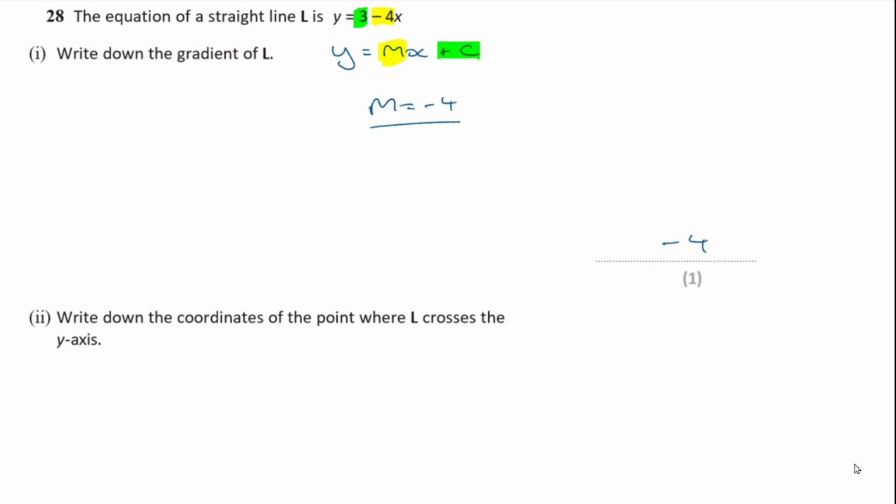Write down the coordinates of the point where L crosses the y-axis. Now, where this line crosses the y-axis is going to be the y-intercept, isn't it? The y-intercept is where it crosses the y-axis. So we already found above that c must be equal to 3. But it doesn't ask what value of y it crosses the y-axis at. It actually asks for the coordinates. So what coordinates has that got? The x-coordinate is going to be 0, and the y-coordinate is going to be 3. So the coordinates of the point where L crosses the y-axis are (0, 3).